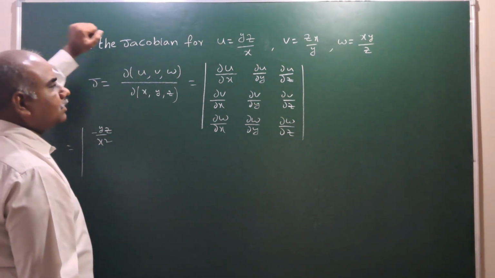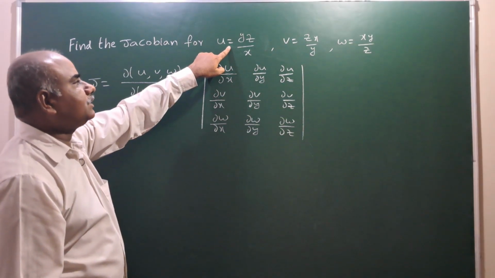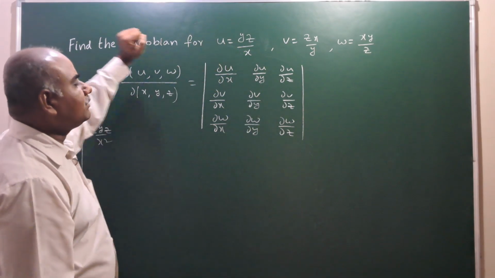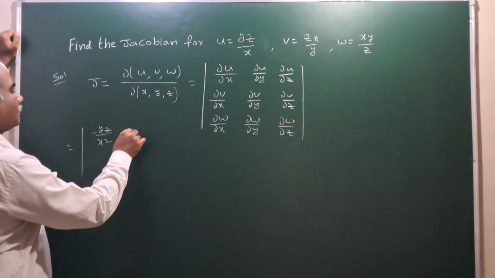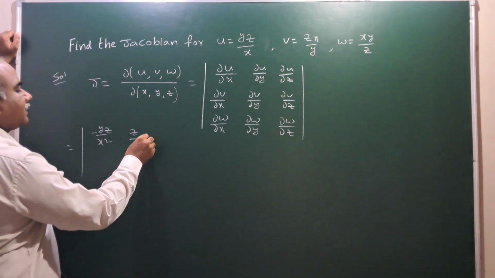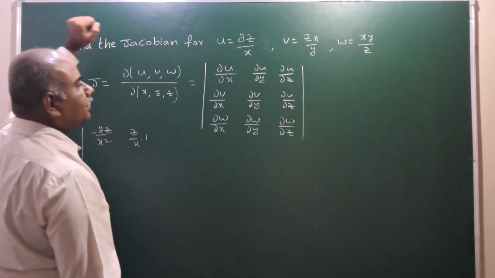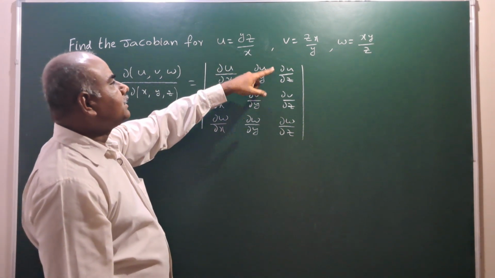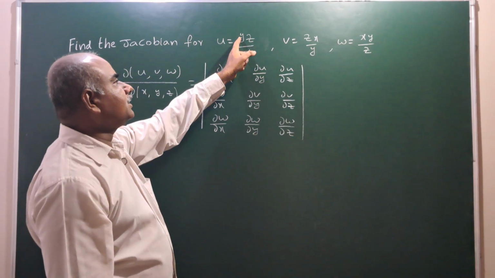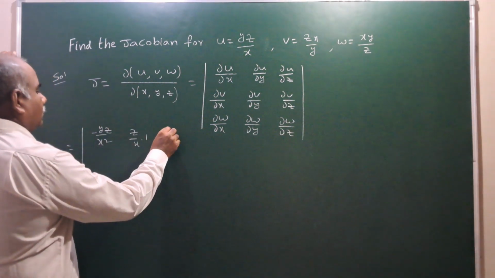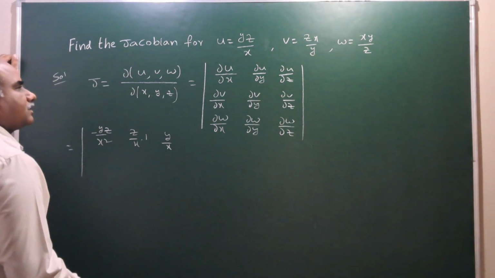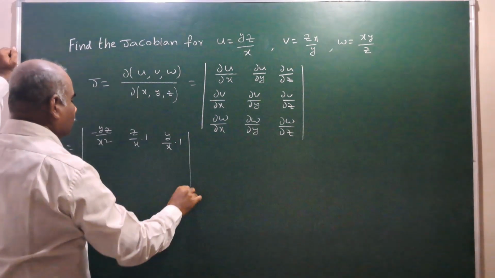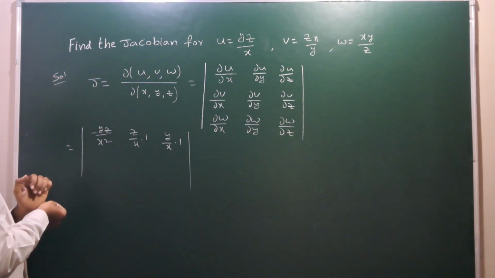Next, ∂u/∂y. Again differentiate u with respect to y. Now y is a numerator, so treat z by x as constant. The derivative of y with respect to y is 1. ∂u/∂z. Now we have to differentiate u with respect to z. Here z is a numerator, so y by x is treated as constant. We differentiate z with respect to z, so it is 1. So these are the partial derivatives of u.